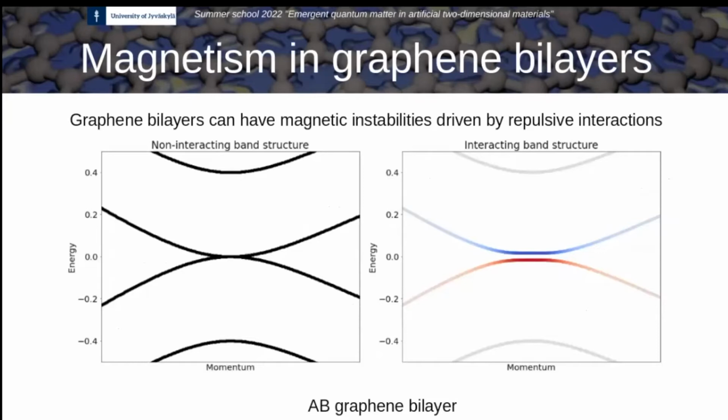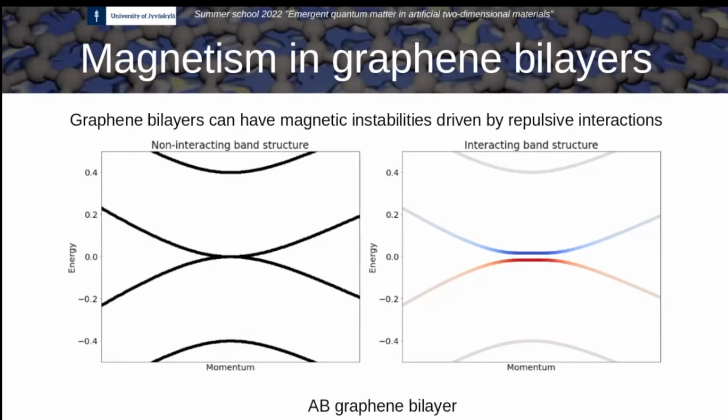So now if you take a very specific structure, let's say, for example, AB graphene bilayer, which has this density of states, and now you introduce interactions, just local interactions, what you actually observe is that if these interactions are repulsive, a gap opens up in the electronic structure. And again, the reason why this gap opens up is because interactions always want to lower the energy. And in particular, in this case, you obtain an antiferromagnetic state.